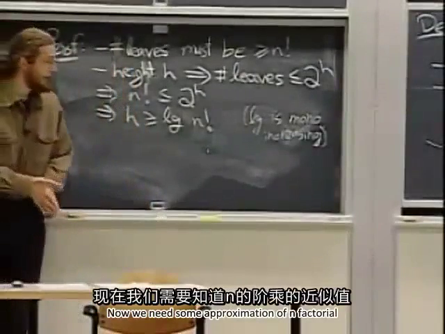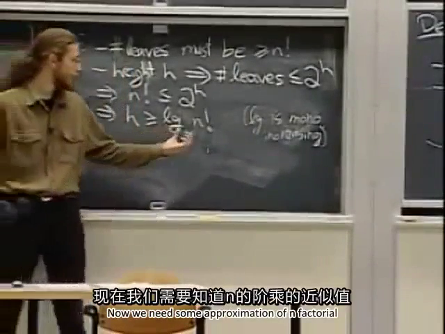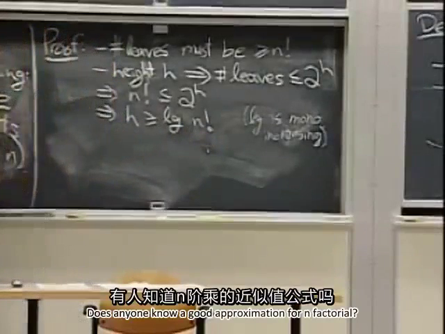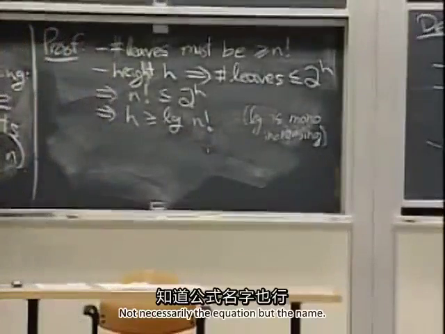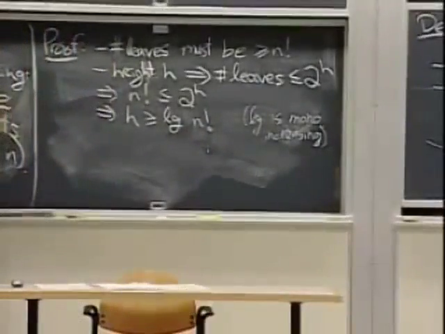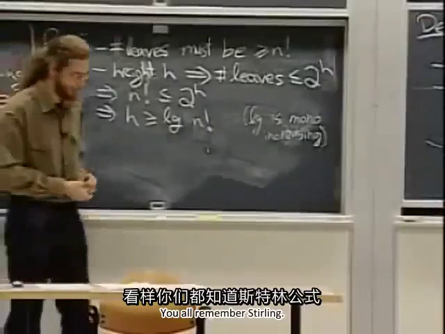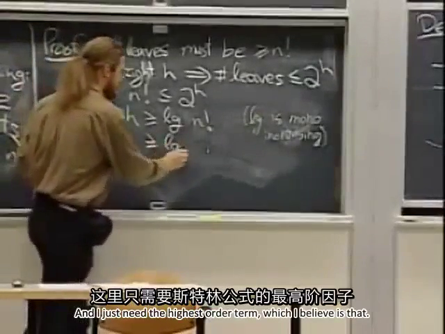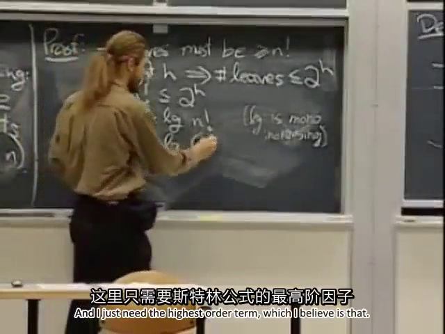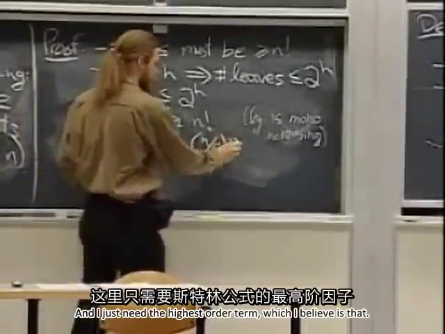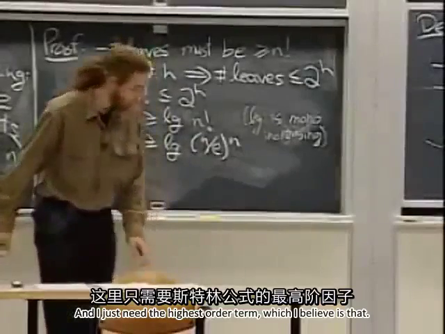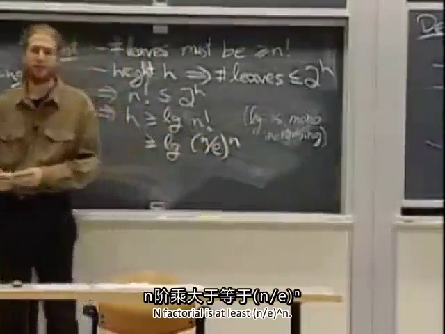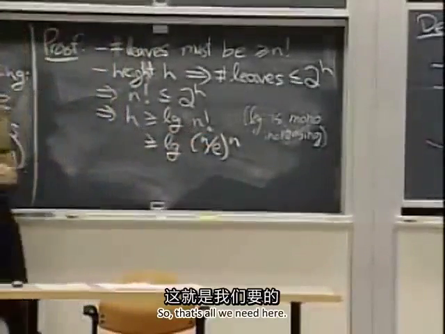OK. Now we need some approximation of n factorial in order to figure out what its log is. Does anyone know a good approximation for n factorial? Not necessarily the equation, but the name. Stirling's formula. Good. You all remember Stirling. And I just need, in some sense, the highest order term, which I believe is that. So n factorial is at least (n over e) to the power n. So that's all we need here.